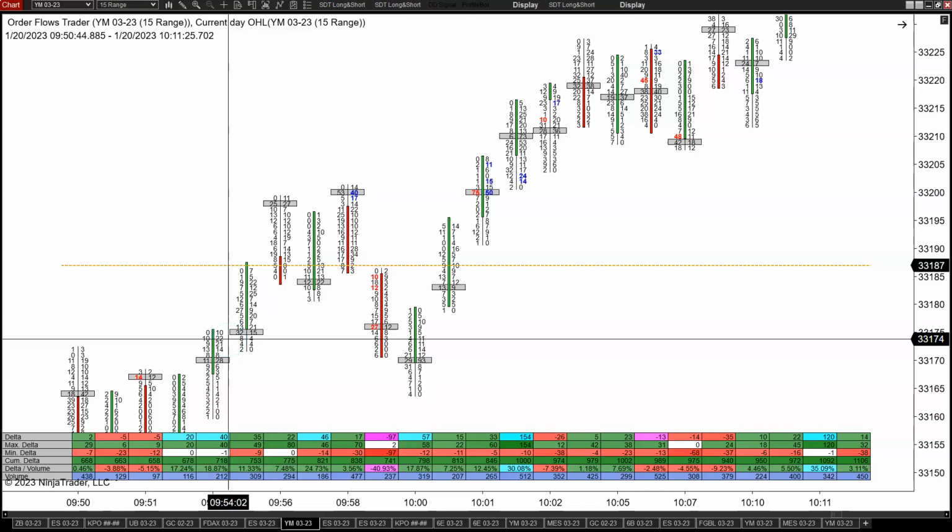So this is a perfect example. This is Friday morning around 10 o'clock. Again, it's a 15 range chart. People always ask me, what's better? Is it a range-based chart or a time-based chart? Well, it really depends on your approach to the market. You can't control the market's movement. All you can control is yourself, and how you do that is through the type of chart that you're looking at, okay?